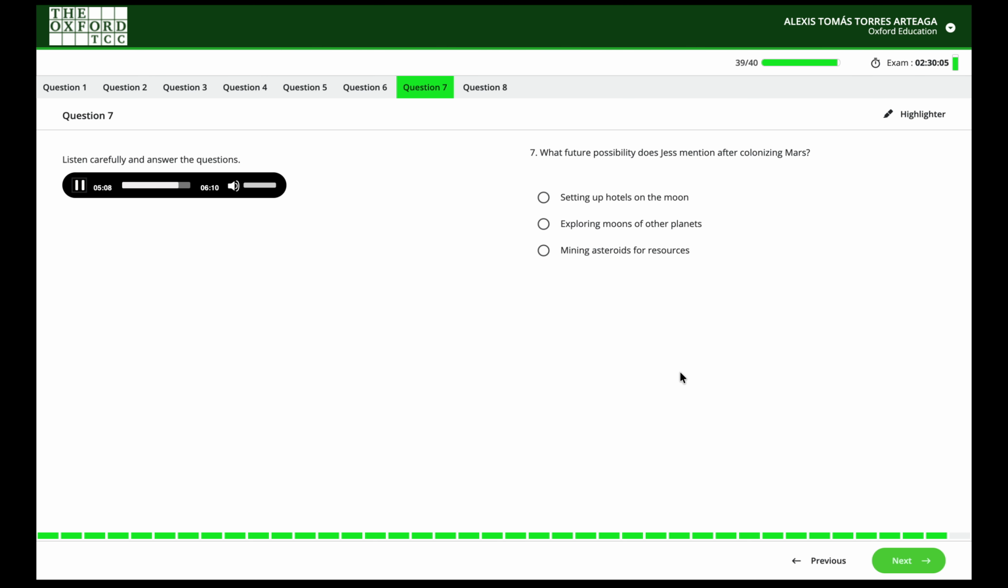And who knows? Maybe colonizing Mars would be just the first step. We could explore even further, like to the moons of Jupiter or Saturn.